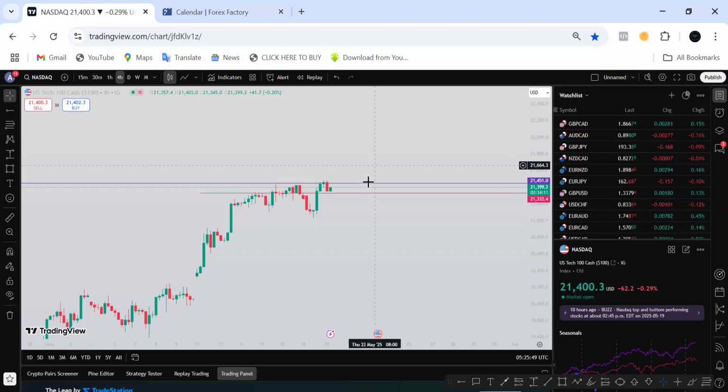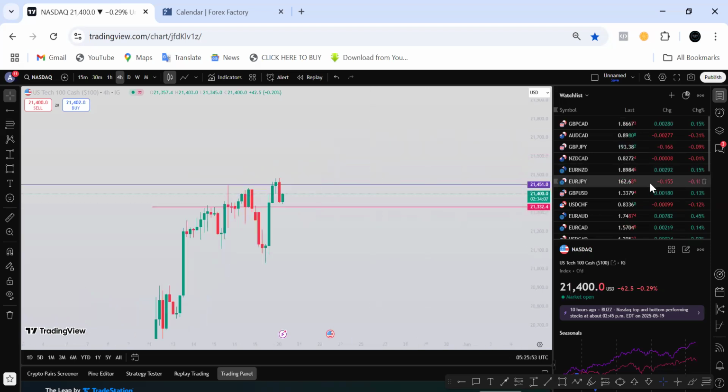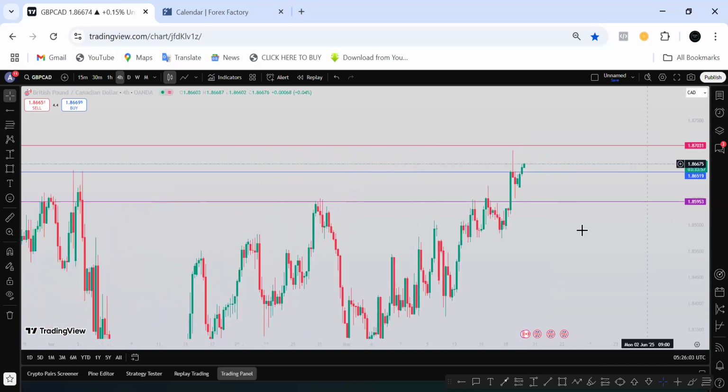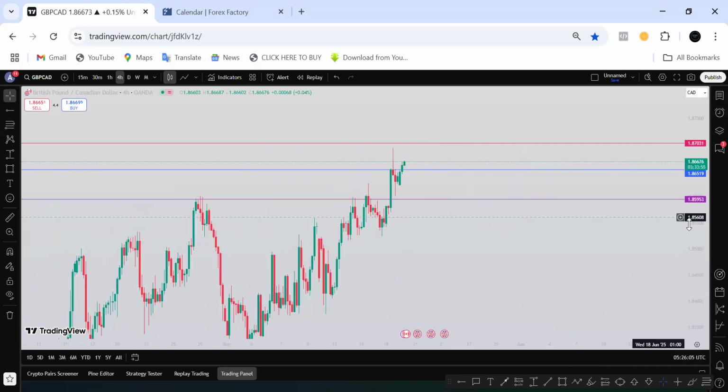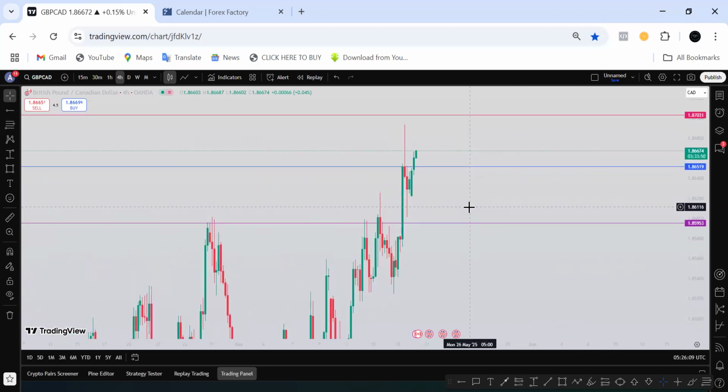So let's check the technical aspect and see which of the currency pairs are having a high chance of playing out this morning or moving in our favor this morning. So first of all, the one on top of my watch list is GBP/CAD. GBP/CAD is not doing something that we mostly want to see on the chart, according to my style of trading.